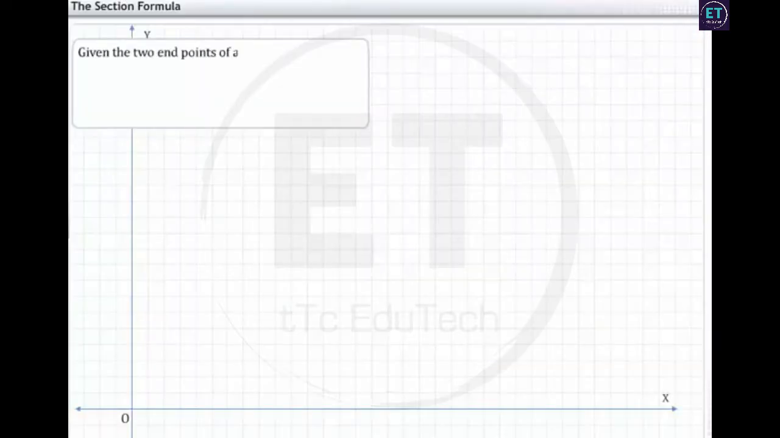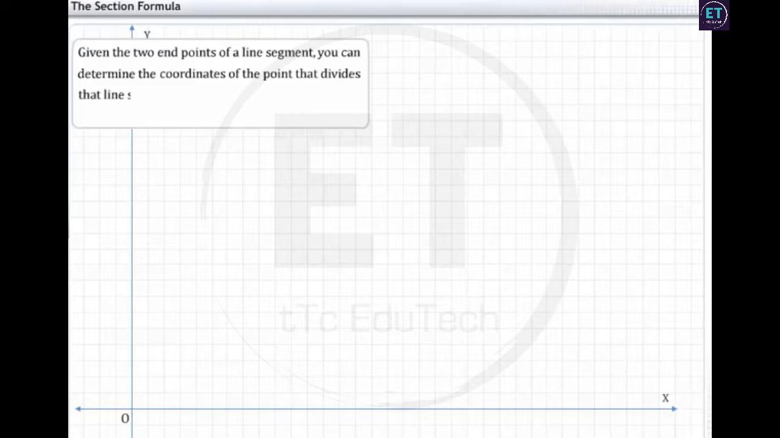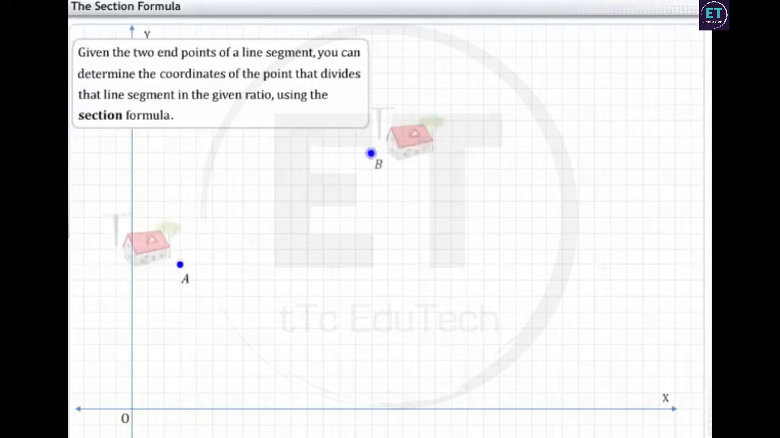Given the two endpoints of a line segment, you can determine the coordinates of the point that divides the line segment in the given ratio using the section formula. Let AB be a line segment. The coordinates of the points A and B be x1, y1 and x2, y2 respectively. Let the point P x, y divide the line segment in the ratio m:n.